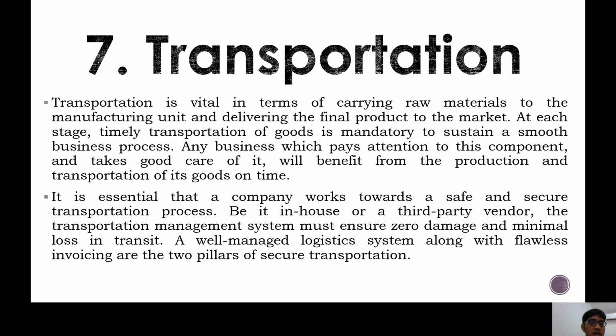It is essential that a company works towards a safe and secure transportation process. Be it in-house or a third-party vendor, the transportation management system must ensure zero damage and minimal loss in transit. A well-managed logistics system along with flawless invoicing are the two pillars of secure transportation. So here we are going to talk about the transportation of our products to the customers and as well as the transportation of the raw materials that we ordered going to us.